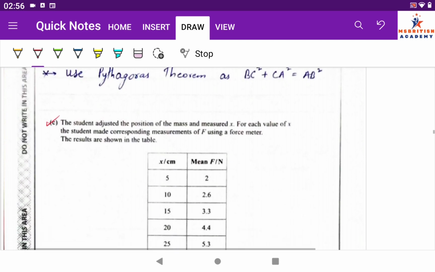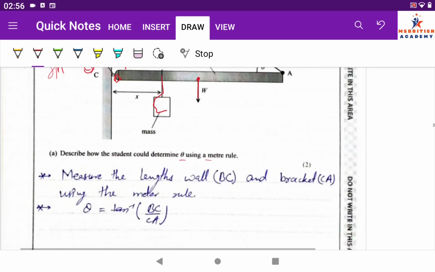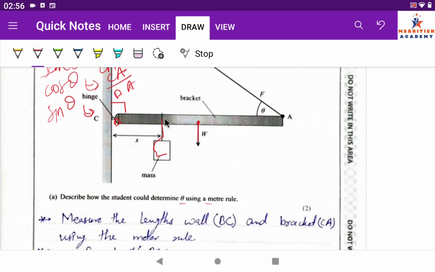Now question number C. The student adjusted the position of the mass and measured x. For each value of x, the student made corresponding measurements of F using a force meter. The results are shown in the table. What is happening here? Over time, we are increasing this x. First, we attach this mass at this point, later on at this, later on at this.